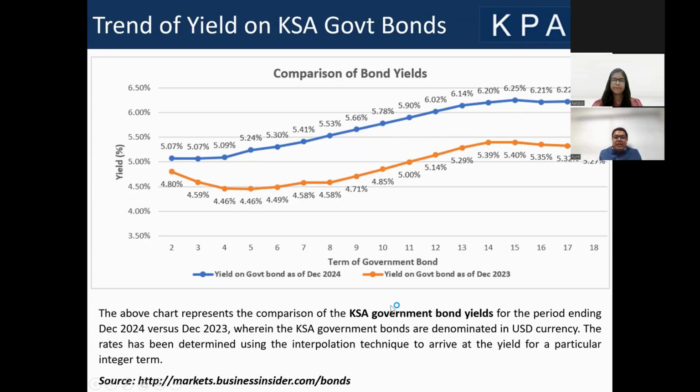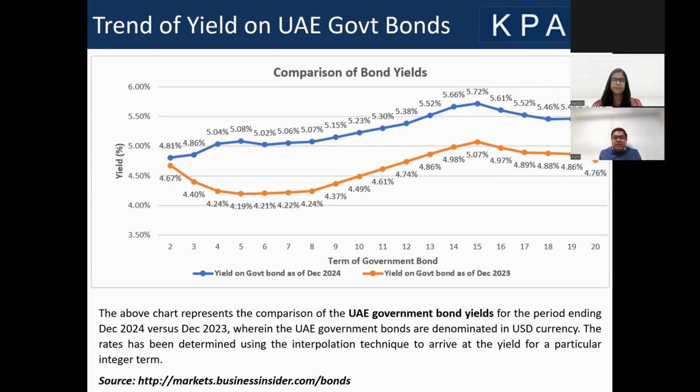Moving to the next slide, the trend of yield on UAE government bond yields. Here again, we will see that the government bond yields across all the terms have increased as on December 2024 if we compare it with the bond yield as on December 2023. Again, the increase is largest at the higher duration bonds, and the increase is up to 75 basis points for a 20-year government bond yield.